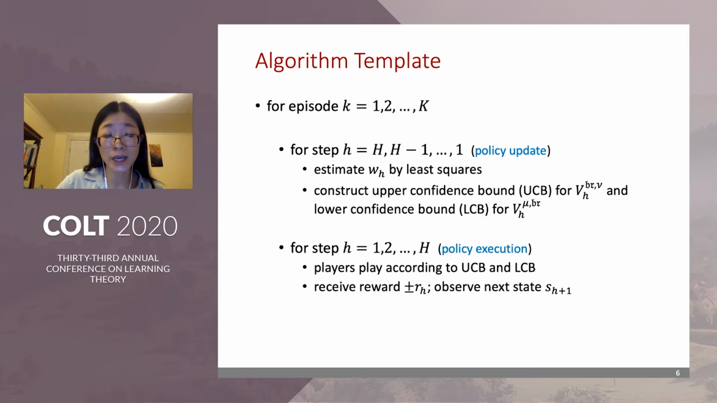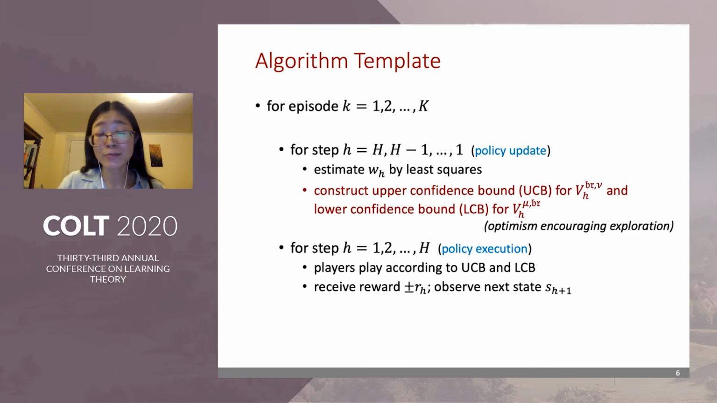Now, to encourage exploration, we use the principle of optimism in the face of uncertainty. These principles have been widely used in both bandits and MDPs. In particular, recall that player 1 tries to maximize the return and player 2 tries to minimize the return, so it seems natural to maintain two sets of estimates. It constructs an upper confidence bound for the best response value function for player 1 and a lower confidence bound for the best response value function for player 2.